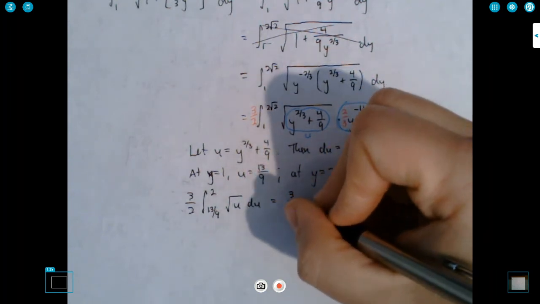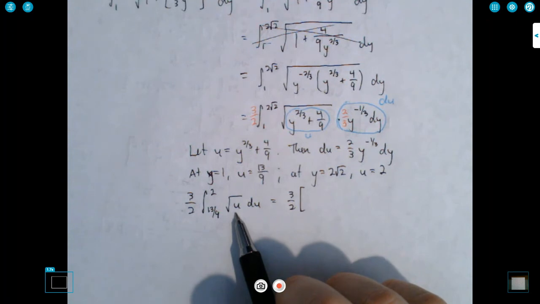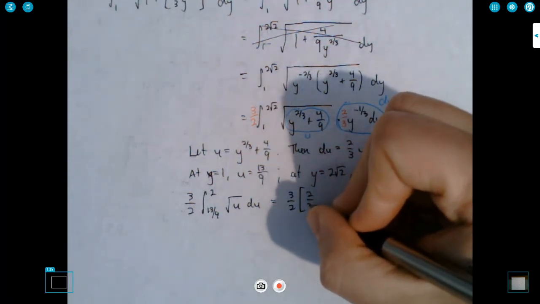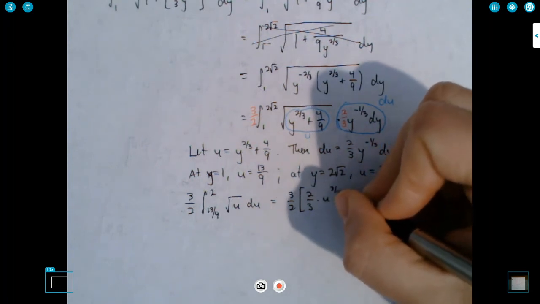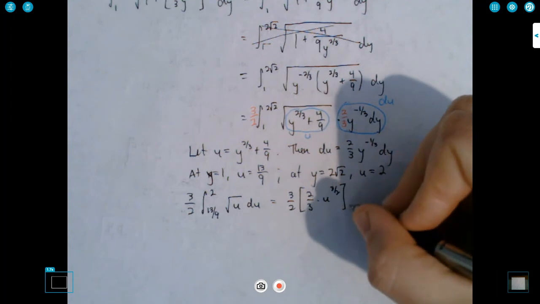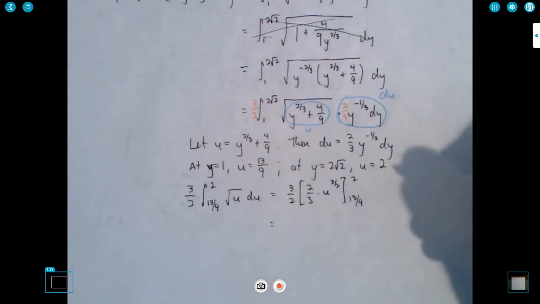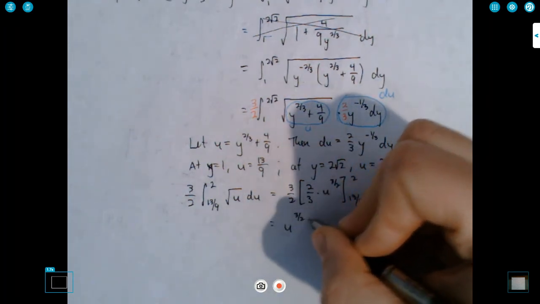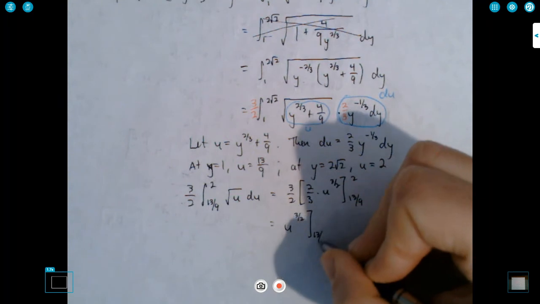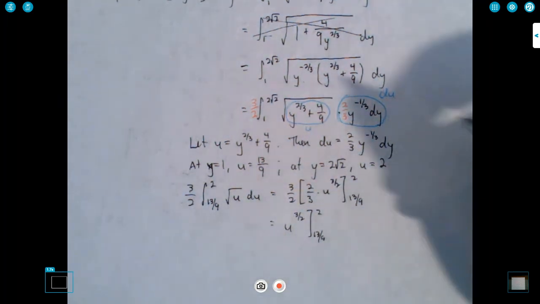So this is 3 halves times, this is going to be u to the 3 halves divided by 3 halves, so u to the 3 halves times 2/3. How did this end up so nice? I almost feel like I've done something wrong because this is ending up so nice. Do you ever have that feeling? Evaluated from 13/9 to 2. Oh, but now it gets ugly, doesn't it?